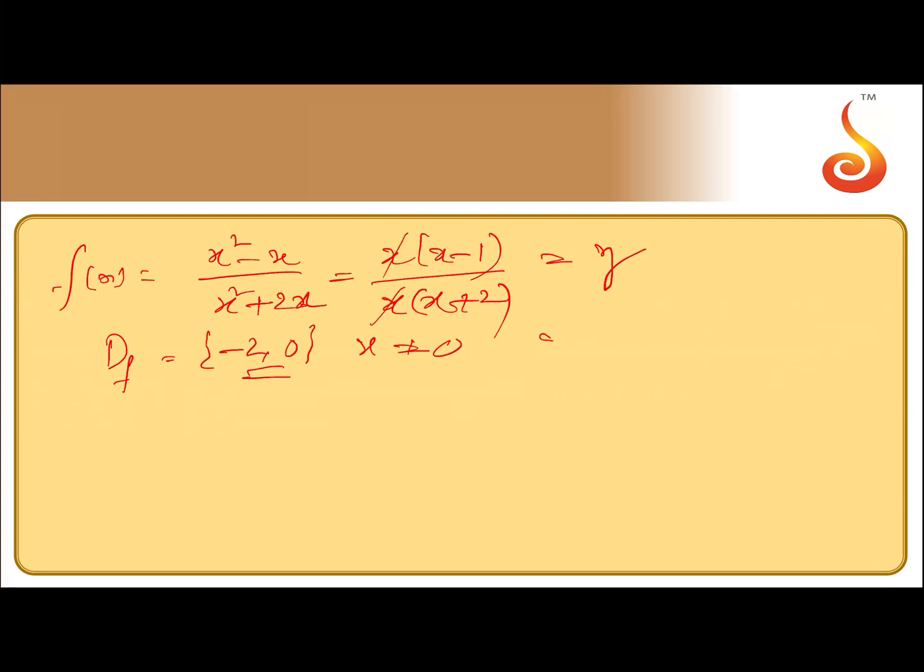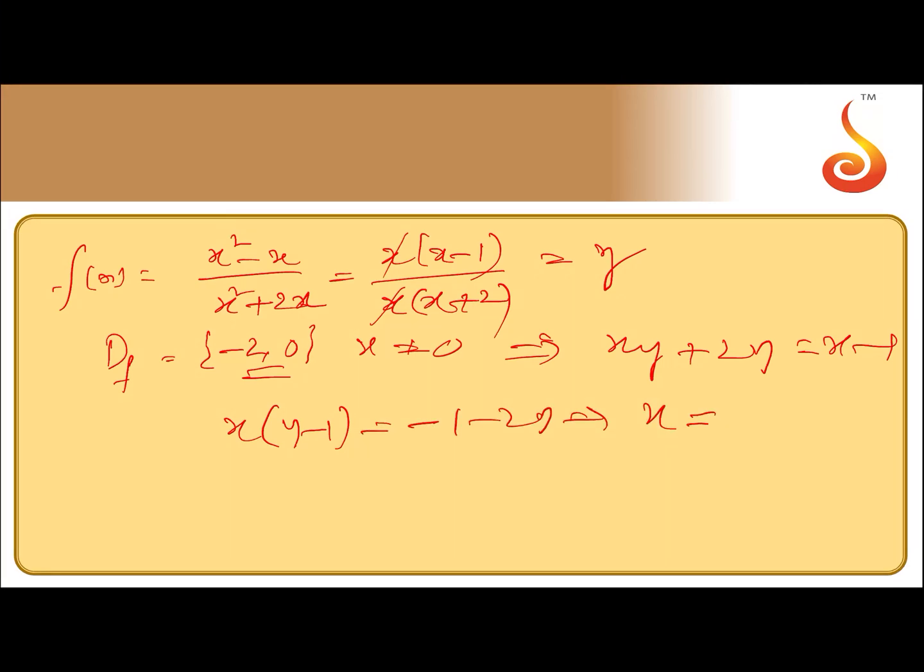Therefore, by cross multiplying, you will get xy plus 2y is equal to x minus 1, and then simplifying, x multiplied by (y minus 1) is equal to minus 1 minus 2y. So x is equal to (1 plus 2y) divided by (1 minus y). So definitely y cannot be equal to 1 to define the x value. So one condition is that y cannot be equal to 1 to define x as a real number.